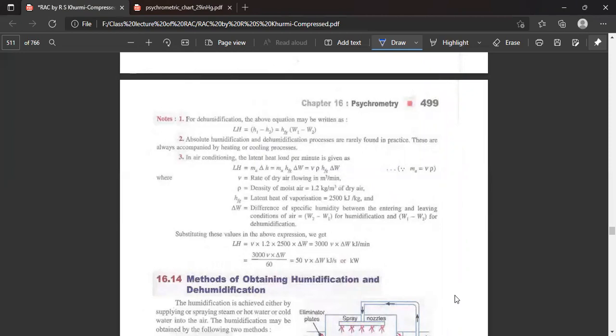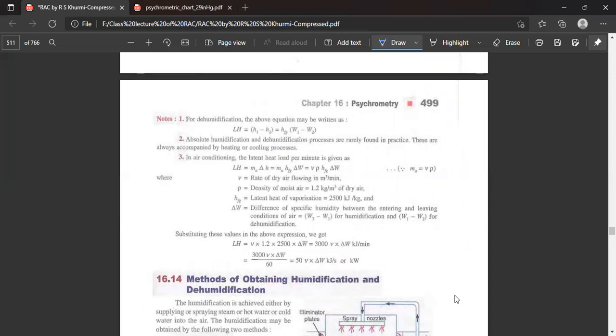Now, for dehumidification, the above equation may be written as h1 minus h2 equals hfg times (w1 minus w2). Here, h1 is the enthalpy at the beginning, and if the heat is removed, the enthalpy is reduced to h2. hfg is the latent enthalpy, w1 is the moisture present before the dehumidification, and w2 is the moisture present after the dehumidification. Absolute humidification and dehumidification processes are rarely found in practice. They are always accompanied by a heating or cooling process.